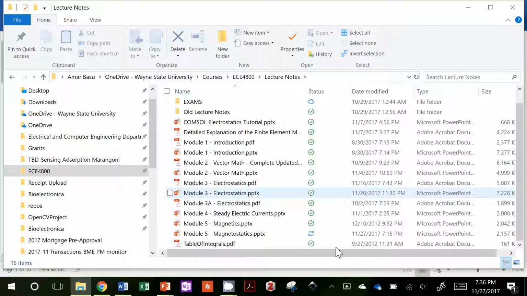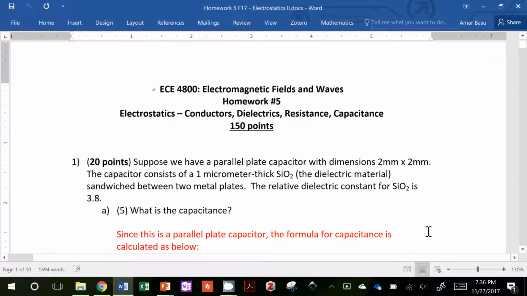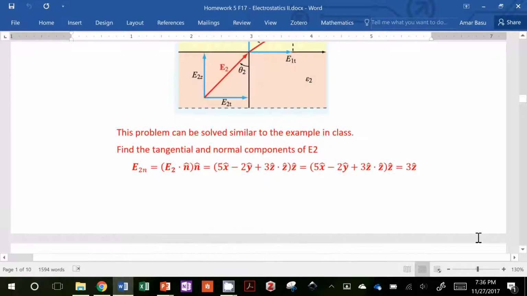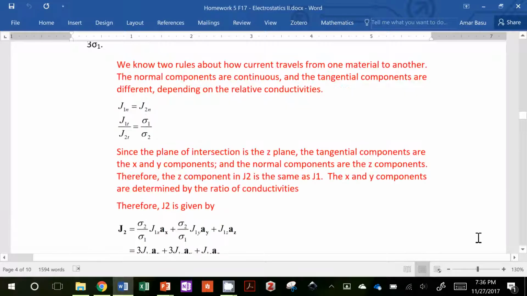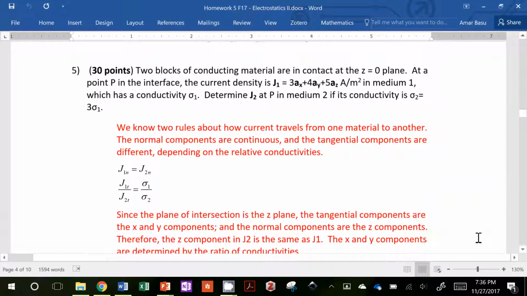Yes. Number 5 on homework. Okay, number 5. Jeremy, what's the question you had on number 5?